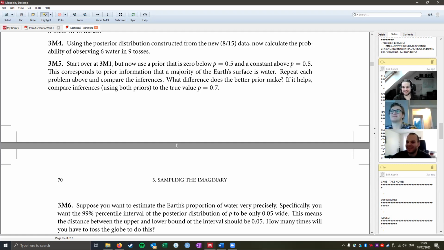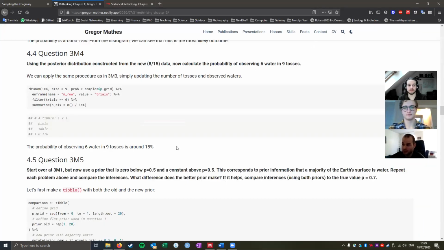I feel you. Using the posterior distribution constructed in the previous example with 8 out of 15 tosses, now calculate the probability of observing 6 water tosses in 9 total tosses. 6 water lands, basically. Just the same approach. We get 10,000 randomly sampled values from the binomial distribution with the size 9, so 9 total tosses. And we define the probability or the weight with our grid.